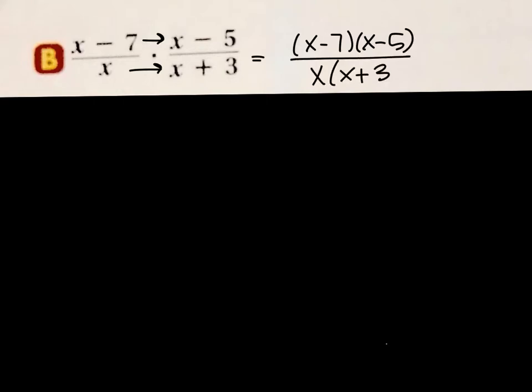All right, b is a little bit more difficult. You're still going to multiply straight across the top and straight across the bottom. You're going to get x minus 7 times x minus 5 on top, and you're going to get x times x plus 3. Now you could multiply it out if you wanted to, but it's not necessary here. And for the denominator to be 0 here, x can't be 0. And over here, the denominator would be 0 if x were negative 3, so it can't be negative 3.